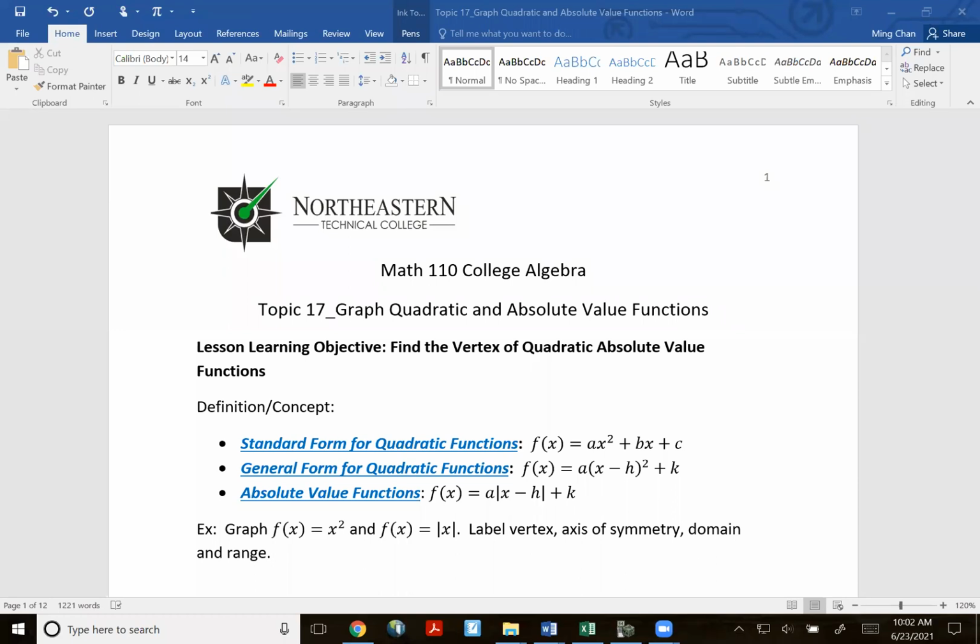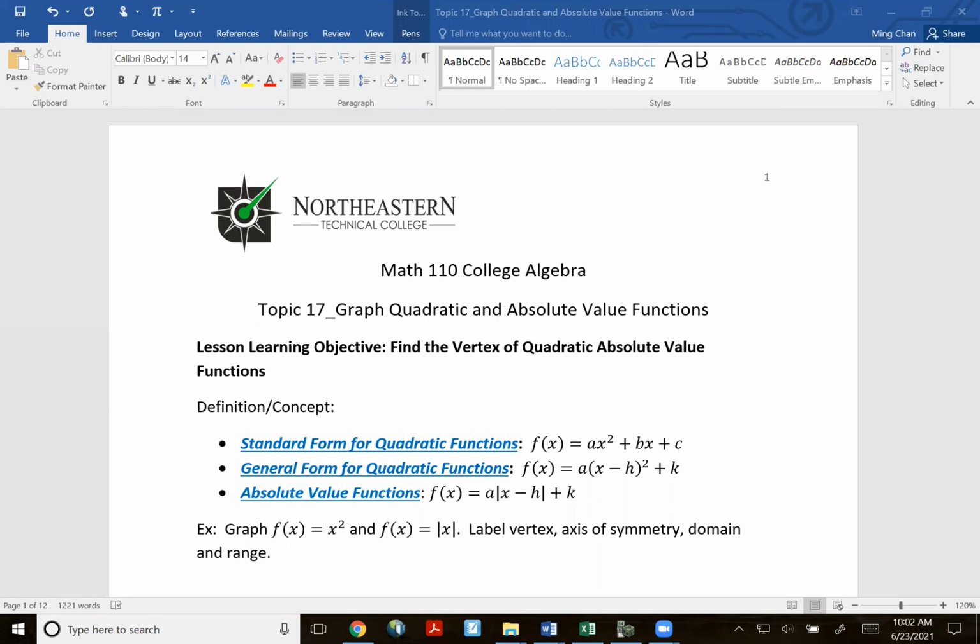Okay, I showed you the basic graph of the quadratic function and the absolute value function before. So today we're just going to talk more about them and we're going to learn how to graph them by hand as well. All right. So let's start out with quadratic functions. Absolute value functions share very similar characteristics as quadratic functions, so I want to start out with quadratic first.